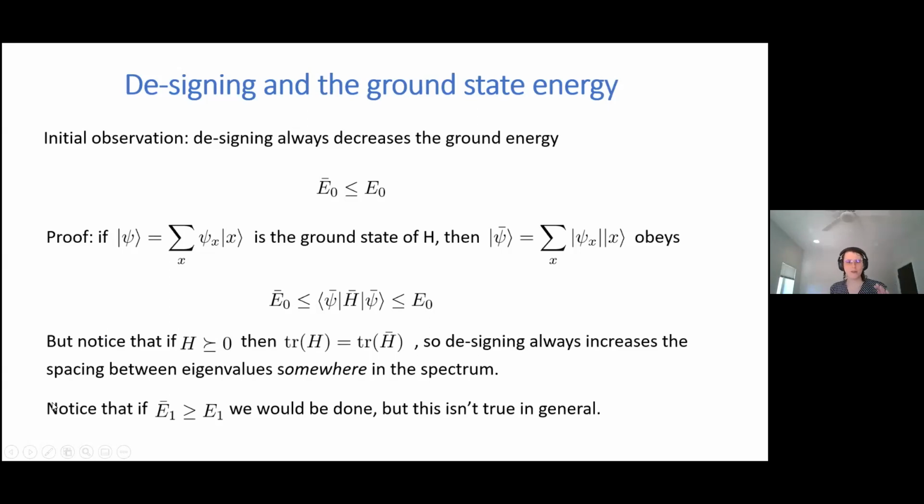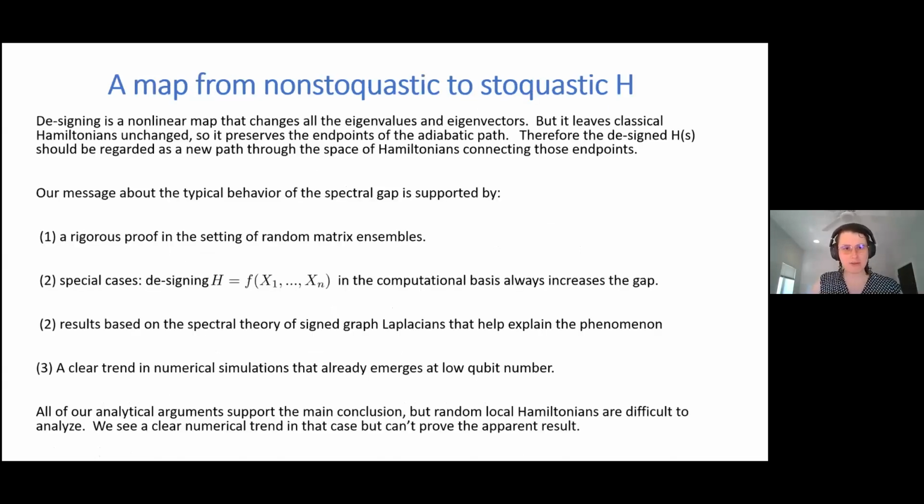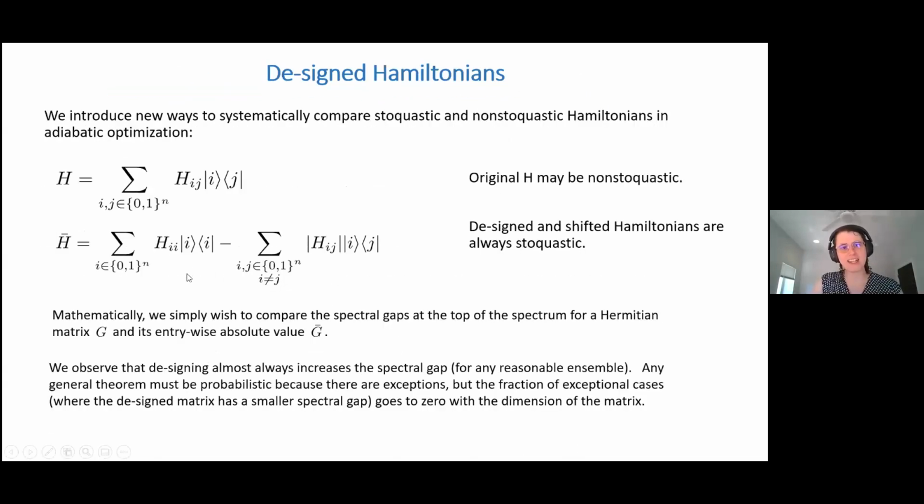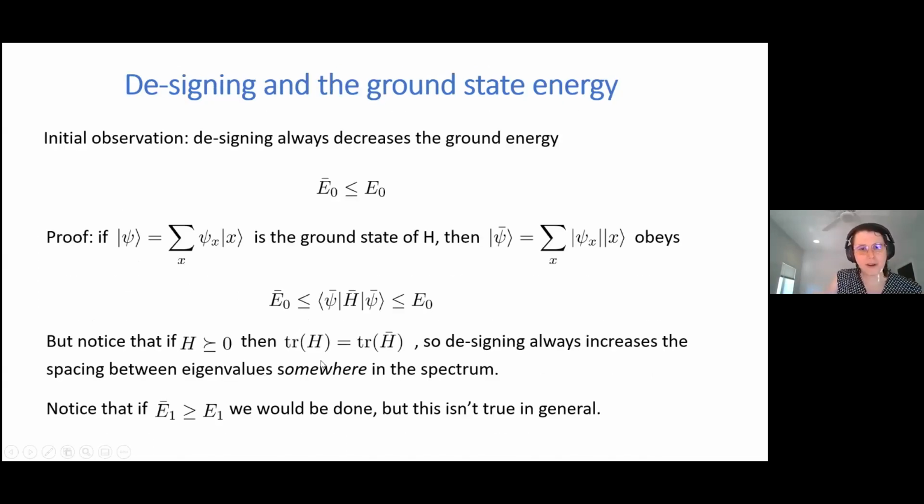Okay, so now think of the case where the original Hamiltonian is positive semi-definite, so all its eigenvalues are non-negative, and we can always arrive at this case by adding a large energy shift to the system. So now the trace, the sum of the eigenvalues, is unchanged by the designing operation, right? Because remember, the designing does nothing to the diagonal. So the trace is unchanged.